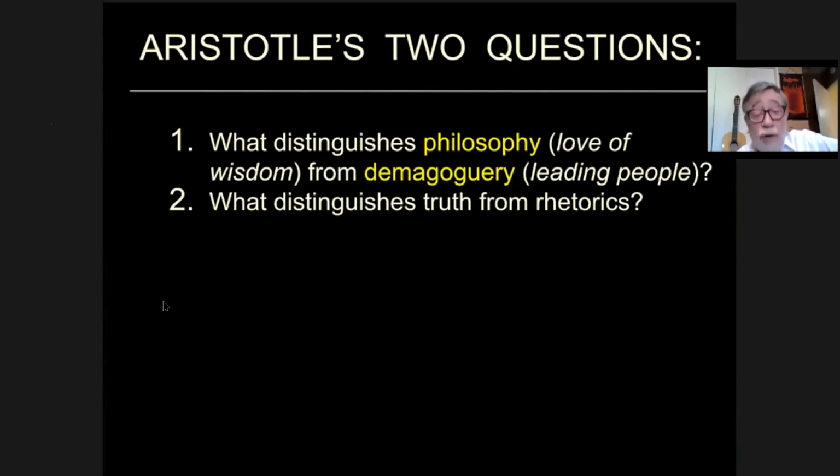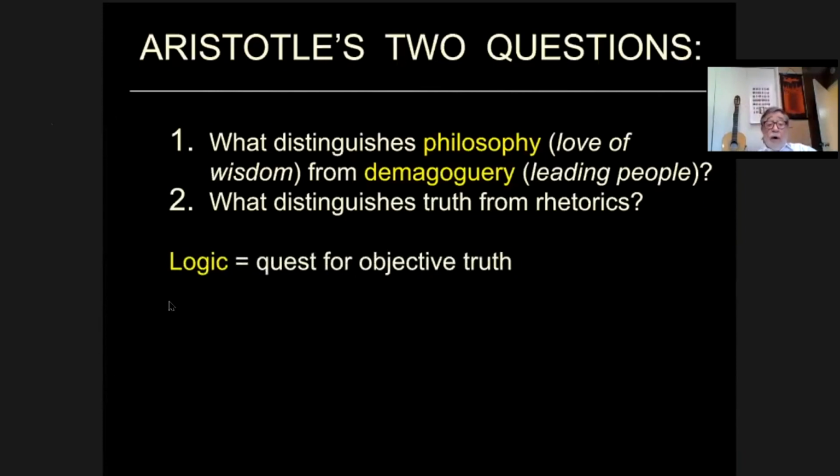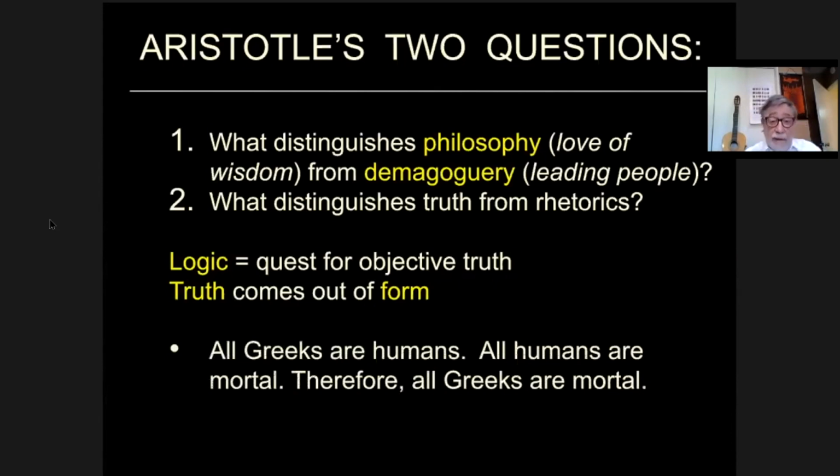And he came out with the word logic for the study of the quest for objective truth. So logic, according to Aristotle, is the study of objective truth. Now the question is, what is truth and what is objective truth? And he came out with the astounding discovery that truth comes out of form, not out of interpretation of the sentence. And this is something that we know from propositional logic. If one looks at a statement such as all Greeks are humans, all humans are mortal, therefore all Greeks are mortal, that will hold true regardless of how we interpret Greeks, human or mortal. For any A, B, and C, if all A's are B's, all B's are C's, then all A's are C's.